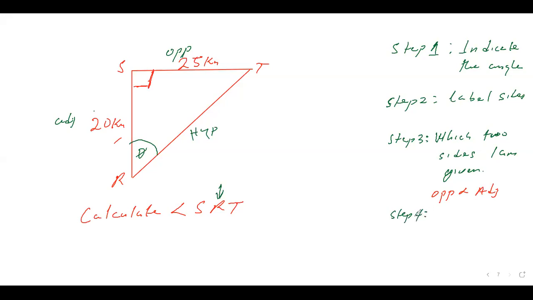Sine or tan. So in step 4, we choose the correct trig ratio, right? In this case, what is my correct trig ratio? Tan. So it will be tan theta is equal to opposite over adjacent. Then we rock and roll with that.